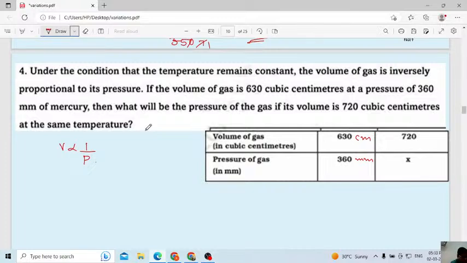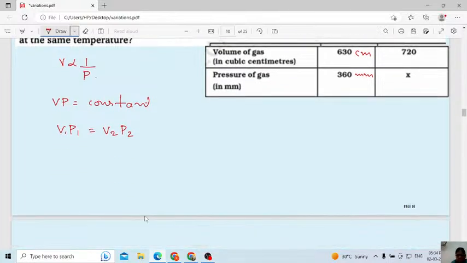Solve. Very easy question. Question is big, but answer is very small. What is meant by this? VP will be constant. You have two conditions, no? Better consider V1 by P1, it will be V2 by P2. No need to write all the things, you can directly do it also. First one is how much? 630 into 360, this will be equal to 720 into P2. Yes, very good. Everyone is telling 315. Yes, 315 is the correct answer.